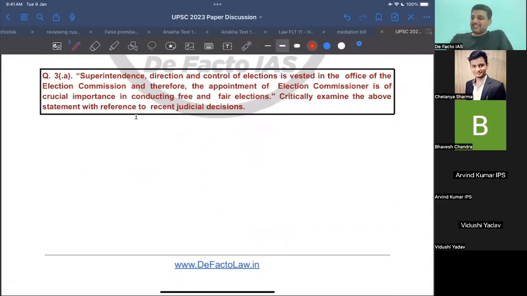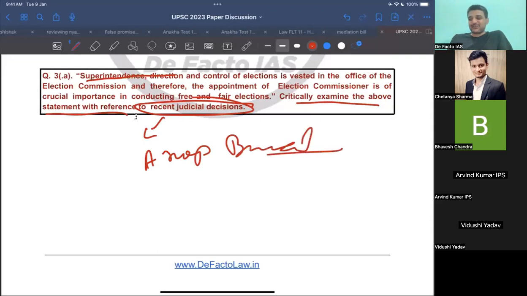Now what does it say? It is basically a provision of the constitution. If you remember, Article 324. Critically examine the above with reference to recent judicial decisions. I have also asked this in the test series, the judgment that has come, Anoop Baranwal.